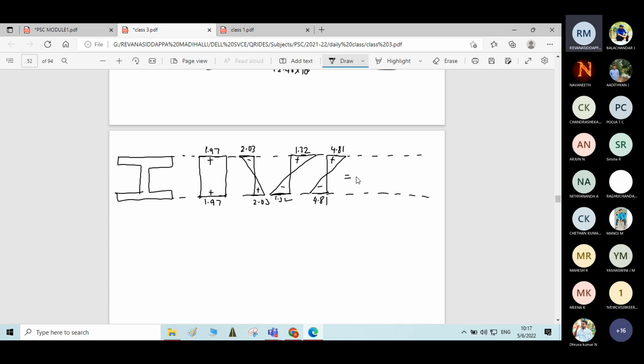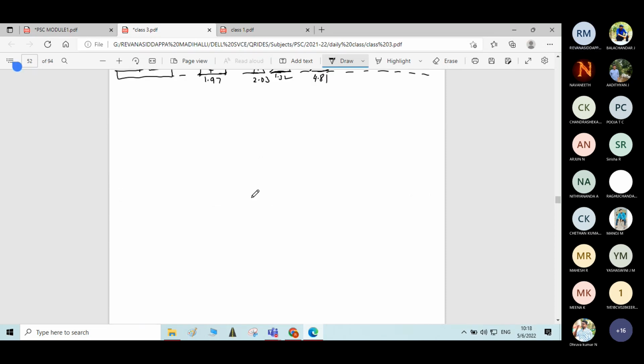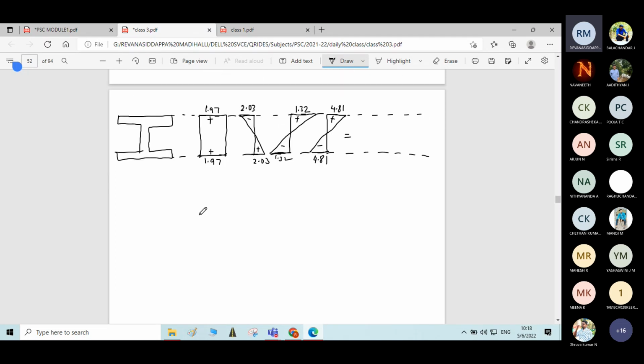Now you can calculate the resultant stress. Before writing the diagram for the resultant stress, you should know the value. Therefore, F superior, the resultant stress at the top fiber, is equal to plus 1.97 minus 2.03, plus 1.32, plus 4.81. You will get plus 6.07 Newton per mm square.